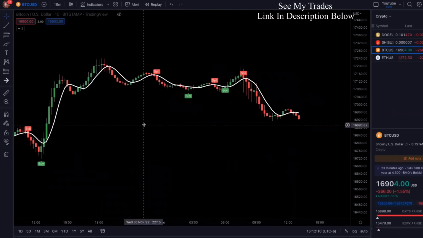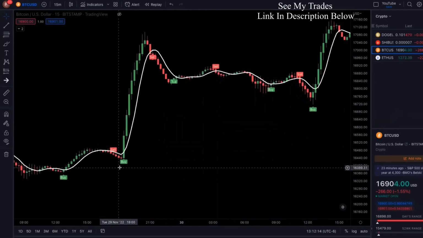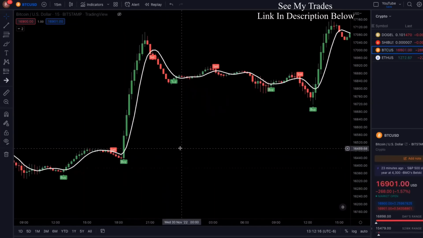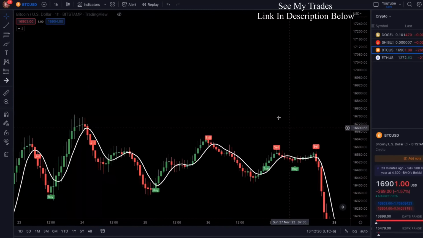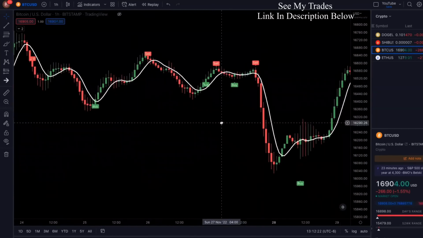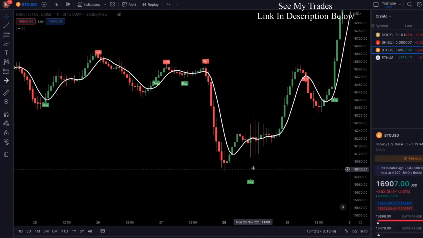Yeah, still not bad. It's making some good calls, right? It's giving out some good alerts on the 15 minutes. Let's look at the hour. Again, seems to be fairly solid.